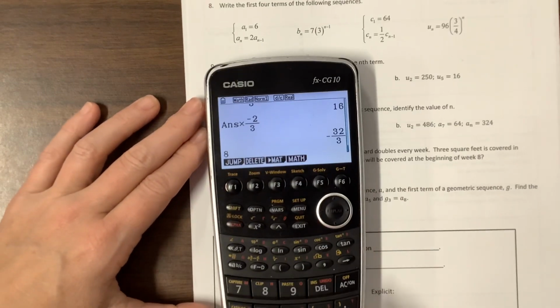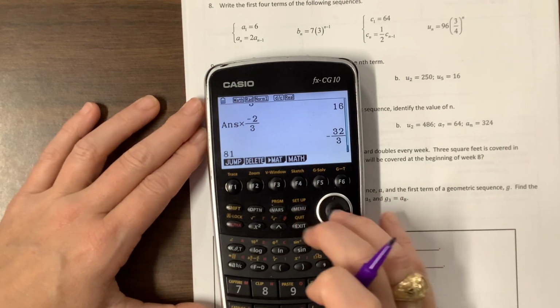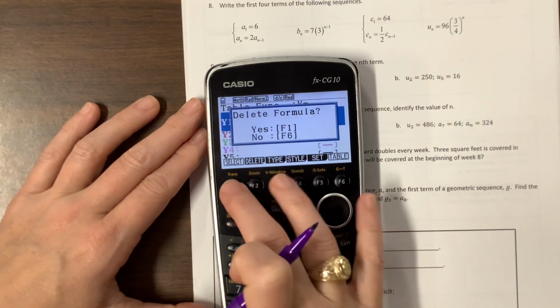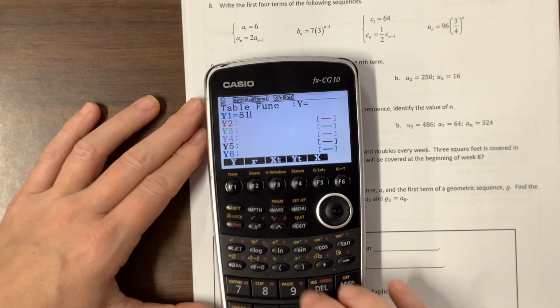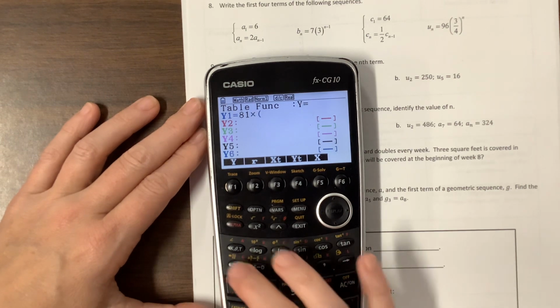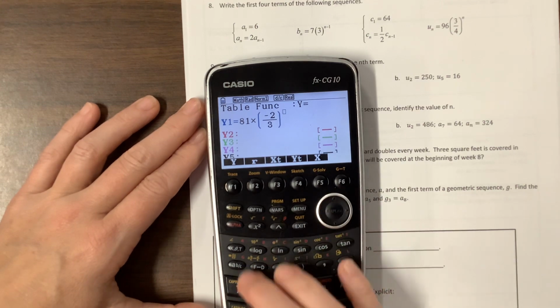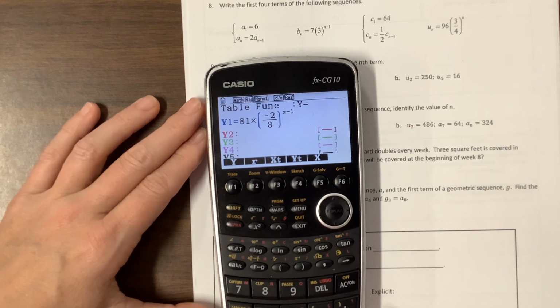So if I take 81, well, okay, let's see. Let's come back to the table. It's kind of nice to work with that. 81 times negative 2/3 raised to the n minus 1, x minus 1. And I can go look at my table. Is it going to get that right? It did get it right.